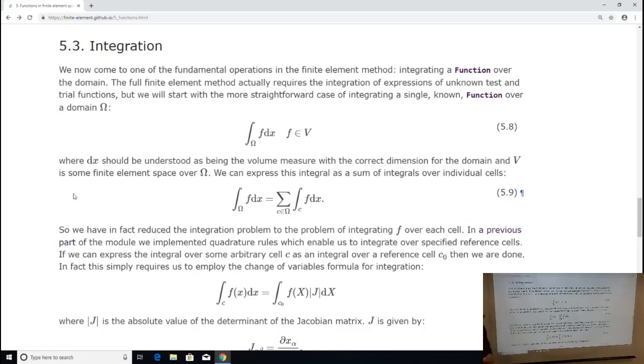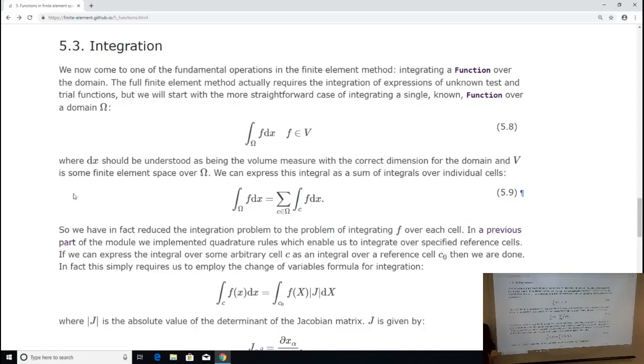So suppose we have some function in some finite element space V defined over a domain omega, and what we want to do is evaluate the integral of that guy over dx. That is the simplest integral that you could think of that actually involves a function in a finite element space. So how do we do this? Well, we only know how to do things on cells. So we turn it into a problem on cells.